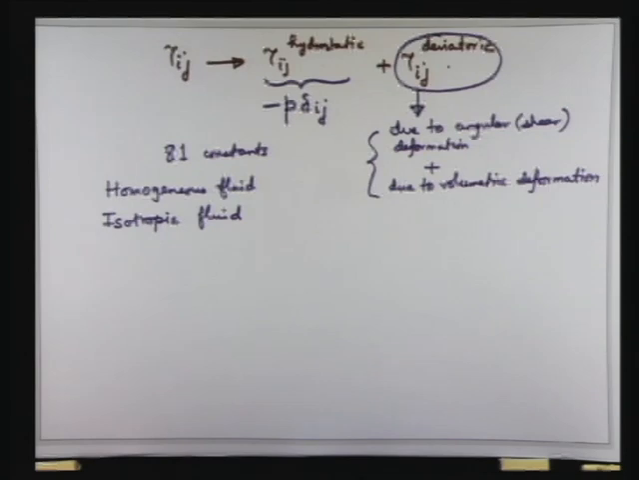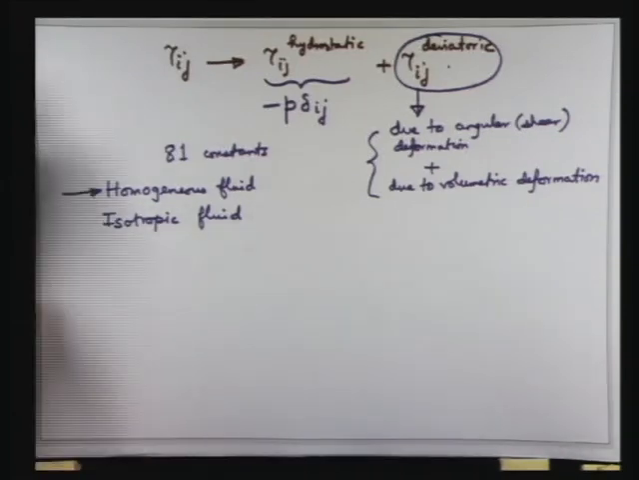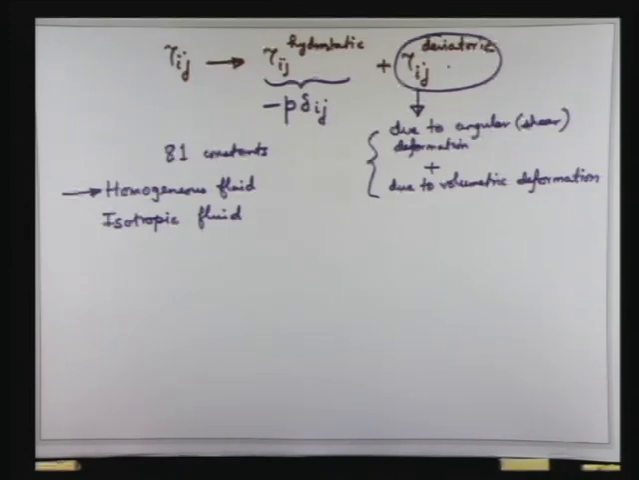We consider special cases of homogeneous fluid and isotropic fluid. So when we consider these special cases, what do we mean by this? Homogeneous means independent of position. Whatever the fluid property is at a given location, the same is the fluid property at a different location. It is homogeneous. Isotropic means it is direction independent.